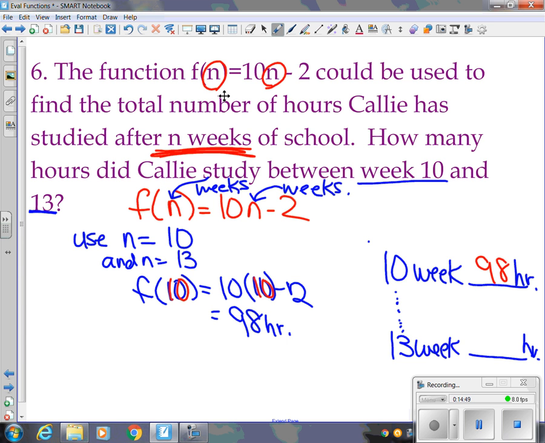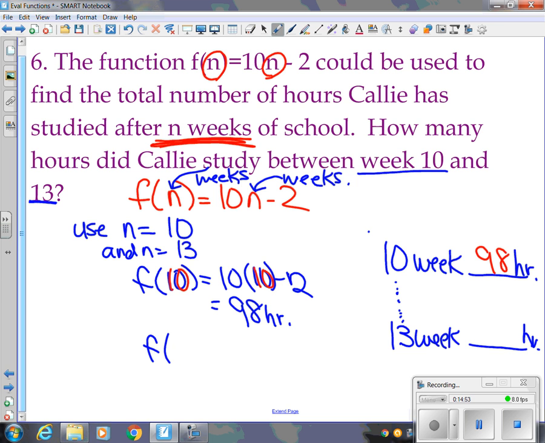No. I also have to do the function for 13. Okay? So this time I'm going to put 10 times 13, then minus 2. I think that's 130 minus 2, 128, he says. So that'd be 128 hours. Am I finished with my problem yet? No.